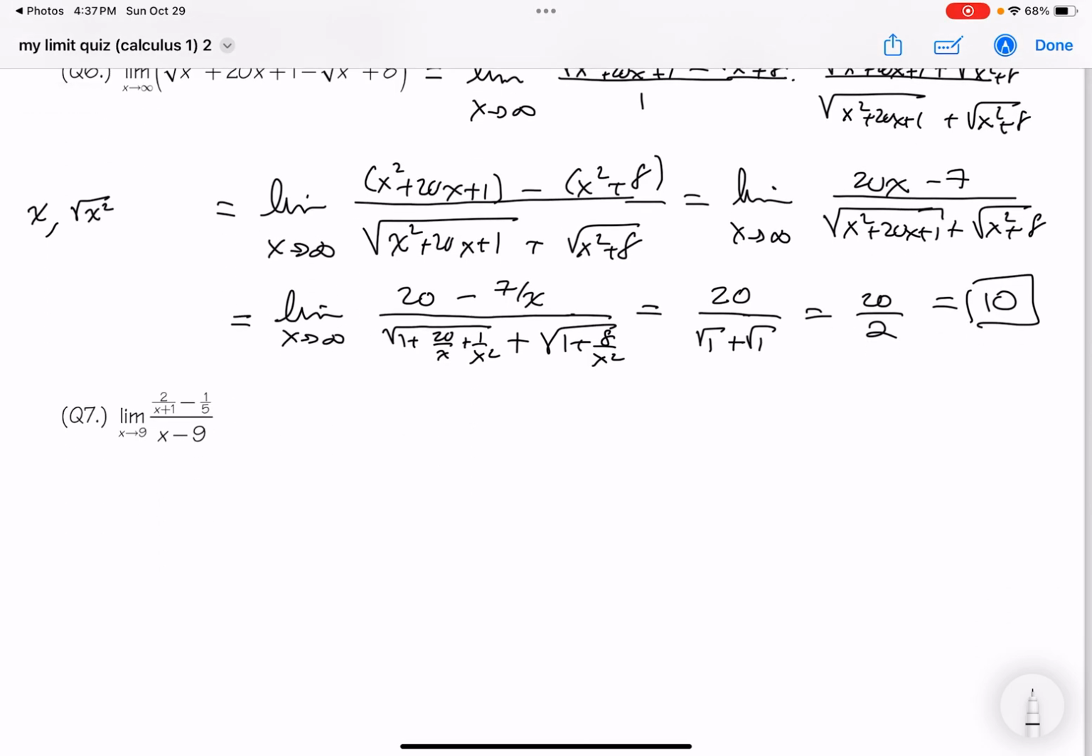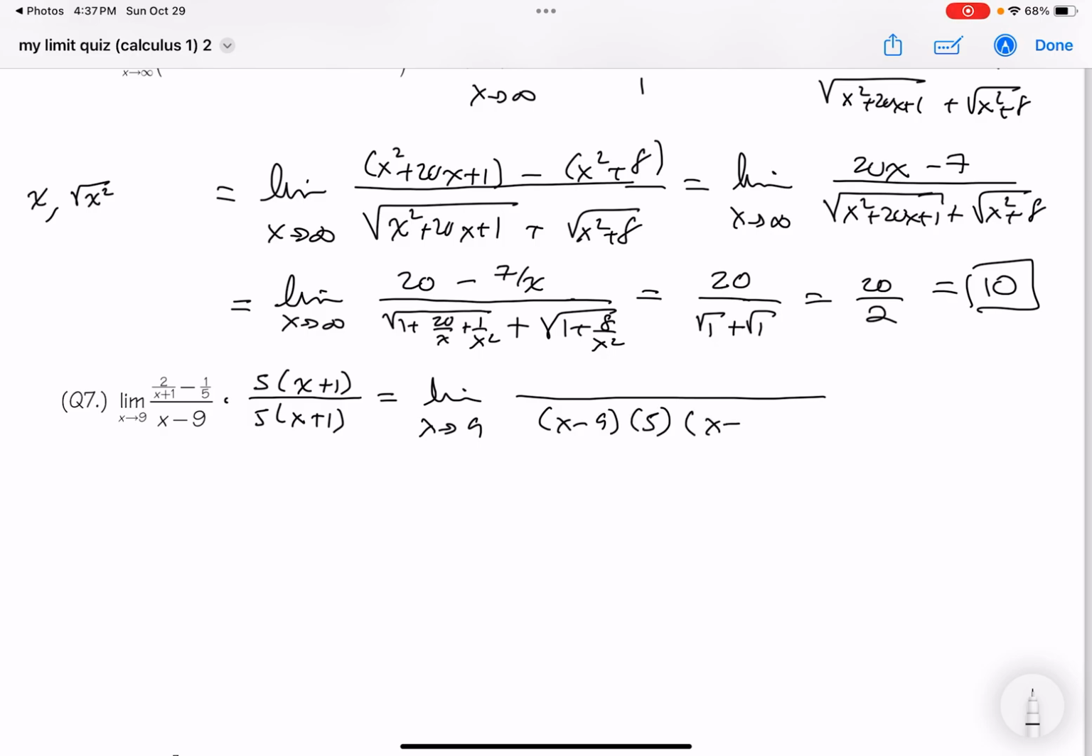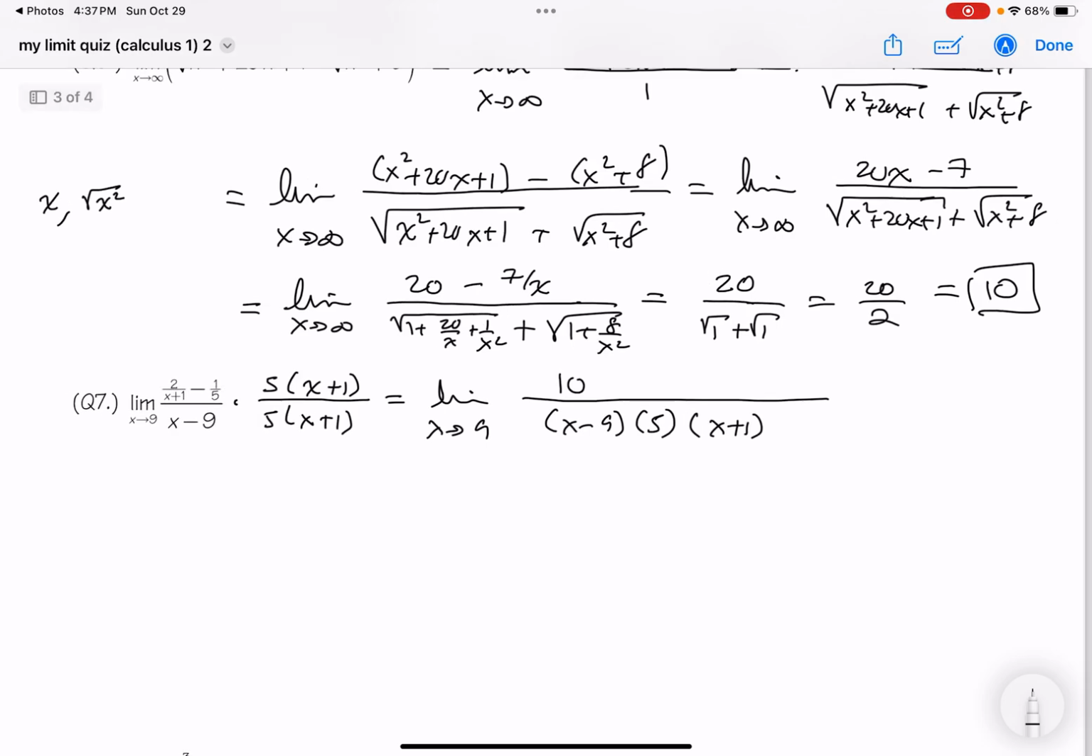The next one I'm looking at, again, I'm looking for what the work would be. And what I would do, like immediately, since it's a complex fraction, is multiply the top and bottom by the LCD, which is 5 times x plus 1. What do you get over here? Limit, x goes to 9. The bottom I'm seeing x minus 9 times 5 times x plus 1. Again, I'm trying to just simplify it at this point. What do you get now? You get 10, and then minus, let's see, the 5 would cancel off, you'd get x plus 1 in parentheses.